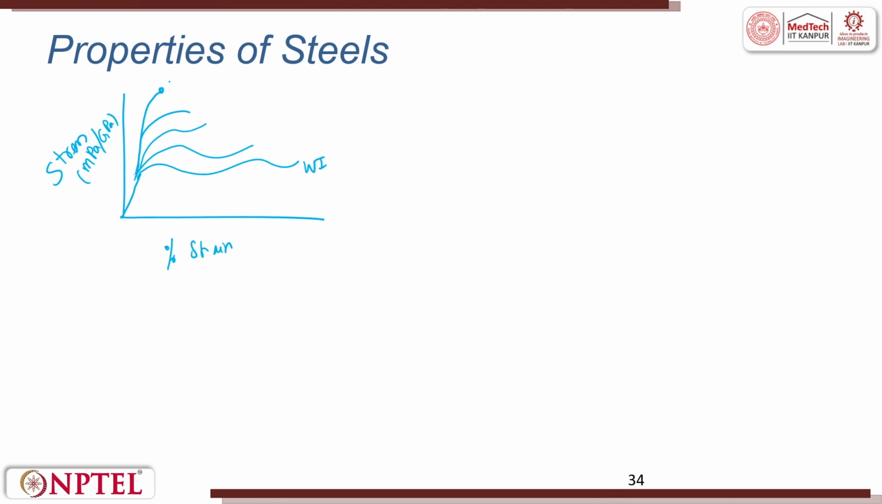So, this is high speed steel, this is high carbon steel, this is mild carbon steel, this is mild steel, this is white iron. So, when you increase the percentage of carbon, you can see there the stress increases and the strain reduces.